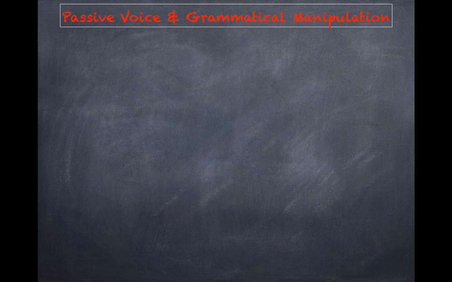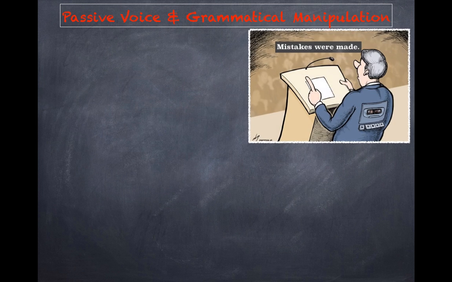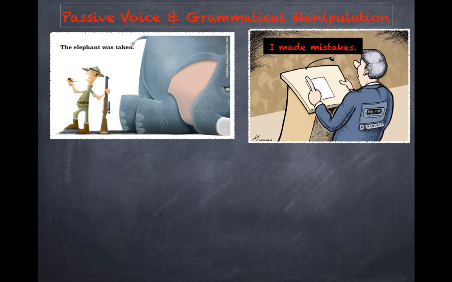Let's pause for a moment to review the passive voice as it relates to grammatical manipulation. The passive voice is a powerful and effective tool of deception, best used when avoiding responsibility. Politicians are adept at employing the passive voice. Ever hear an elected official say, "Mistakes were made," instead of admitting, "I made mistakes"? And it's not just politicians who hide behind the passive voice. Big game hunters say, "The elephant was taken," rather than, "I murdered the defenseless elephant."